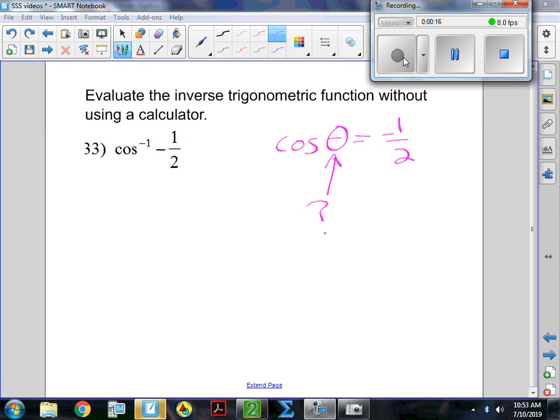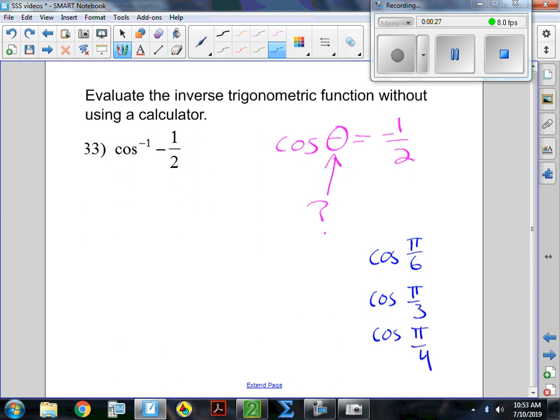So first off, I should know my cosine values. I should know cosine of pi over 6, cosine of pi over 3, cosine of pi over 4, and then you also have the quadrantal angles. You also have 2 pi over 3, 3 pi over 4, 5 pi over 4, all these angles as reference angles in every quadrant. So out of these, I know cosine pi over 6 is equal to square root of 3 over 2. I know cosine pi over 3 is 1/2. I know cosine pi over 4 is 1 over square root of 2.